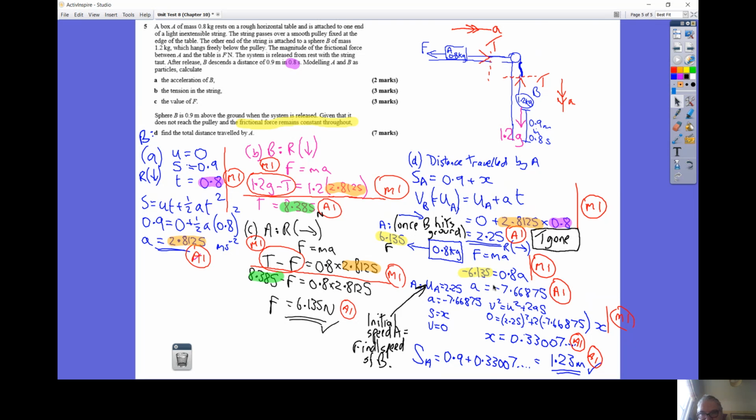We'd expect A to be decelerating as it just comes to a rest. So what do we know? We know its initial speed is 2.25. We know its deceleration is minus 7.66875. We want to work out the distance it travels, and we know it comes to rest, so we know its final speed is 0. So using v² = u² + 2as, we can now work out that this extra bit of distance that it travels once B has hit the ground is 0.33007 meters. So adding that on to the 0.9 meters, we get 1.23 rounded as our final answer.